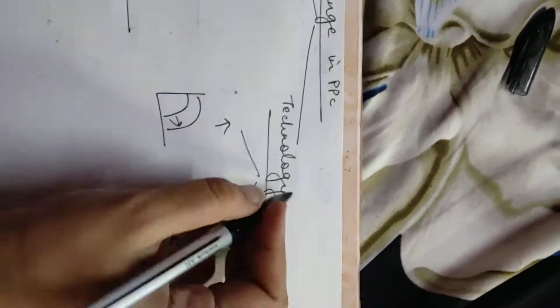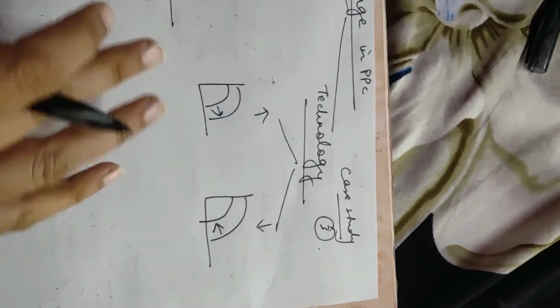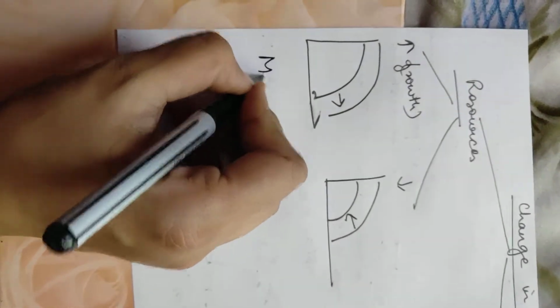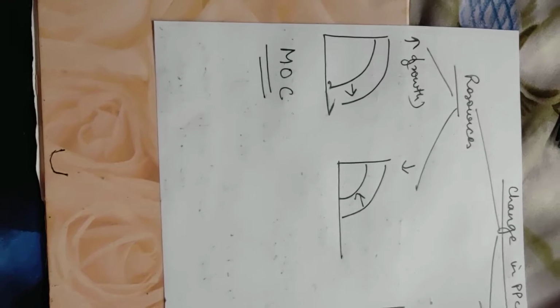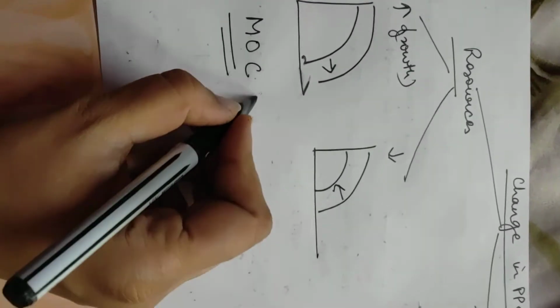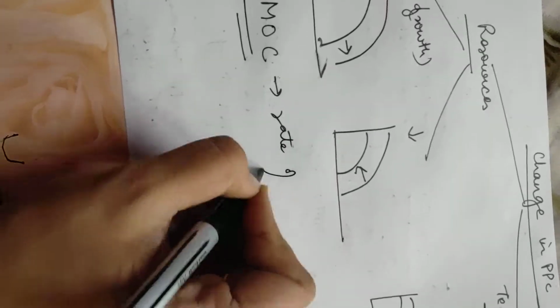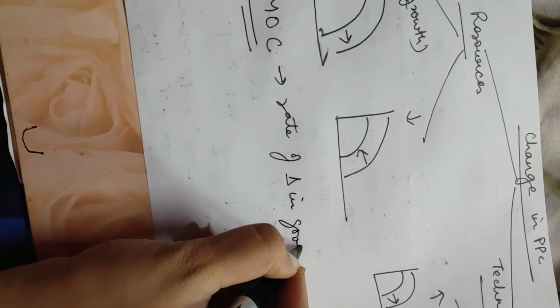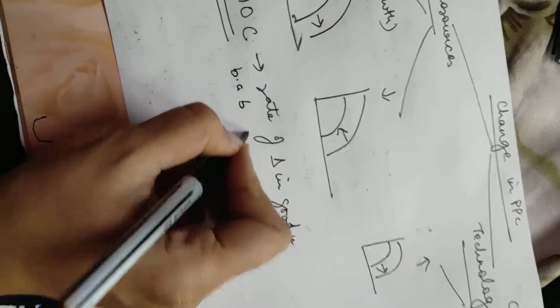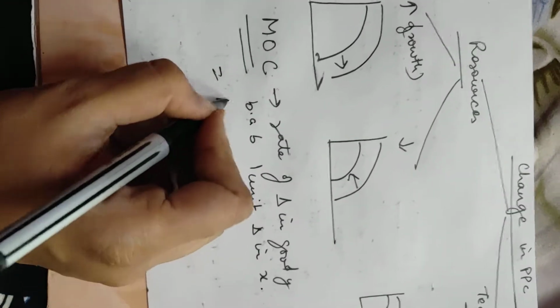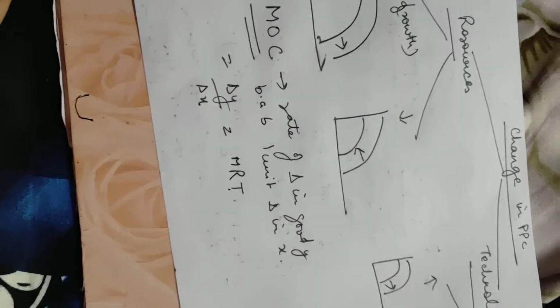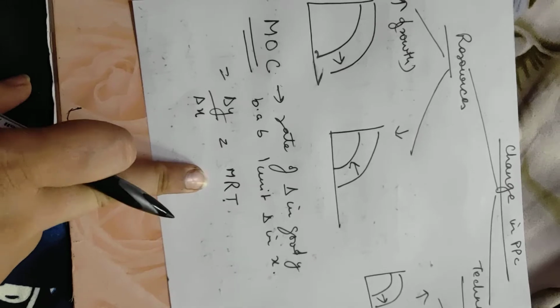So these are the changes. You will get a case study question from this topic, about 3 to 4 marks. Then the last topic in this chapter is MOC, marginal opportunity cost. Marginal opportunity cost is defined as the rate of change in good Y brought about by 1 unit change in good X. So this is nothing but change in Y upon change in X. This is the same as your MRT. So when we say concavity of PPC, it can also be taken by MRT.